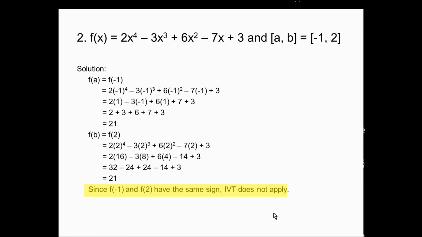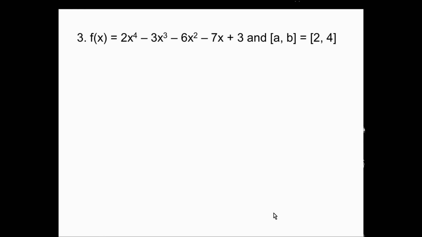Again, that's all you do. Evaluate f of a and f of b and observe the signs. If they have opposite signs, the intermediate value theorem does apply and there is a 0. If they have the same sign, the intermediate value theorem doesn't apply and you don't know if there's a 0.